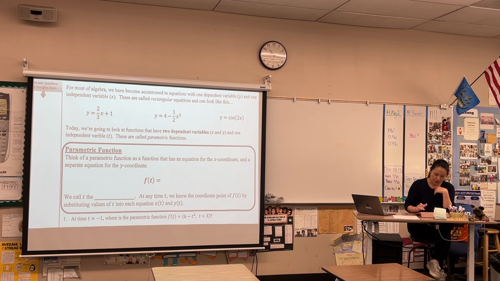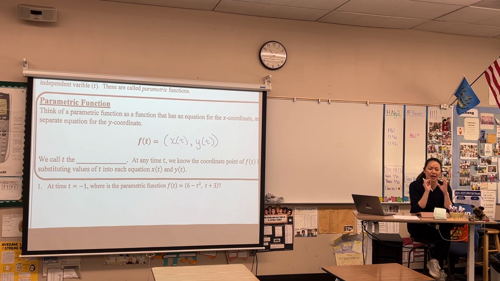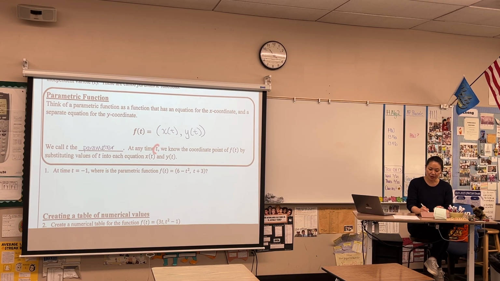All right, so think of a parametric function as a function that has an equation for the x coordinate and a separate equation for the y coordinate, all right? So your function is gonna be x of t and then y of t. Okay, so your x coordinate is gonna have its own equation, and the y coordinate will have its own equation. And t is called the parameter. All right, and then at any time t, we know the coordinate point f of t by substituting that value of t into those two equations, and that will get you the point.